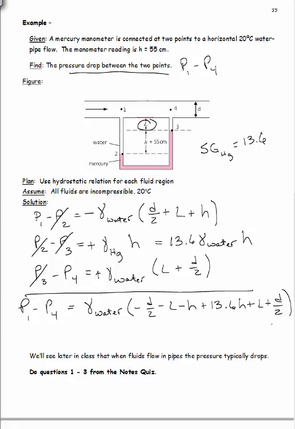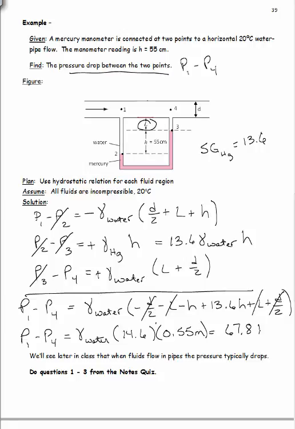Okay, so simplifying, voila, the D over 2's cancel, the L's cancel, nice. So your P1 minus P4 is going to be gamma of the water times 14.6 h. Well, h is 0.55 meters. Comes out to 67.8 kilopascals. Where gamma of water, let me write that up here, gamma of water for metric, 9790 newtons per meter cubed.